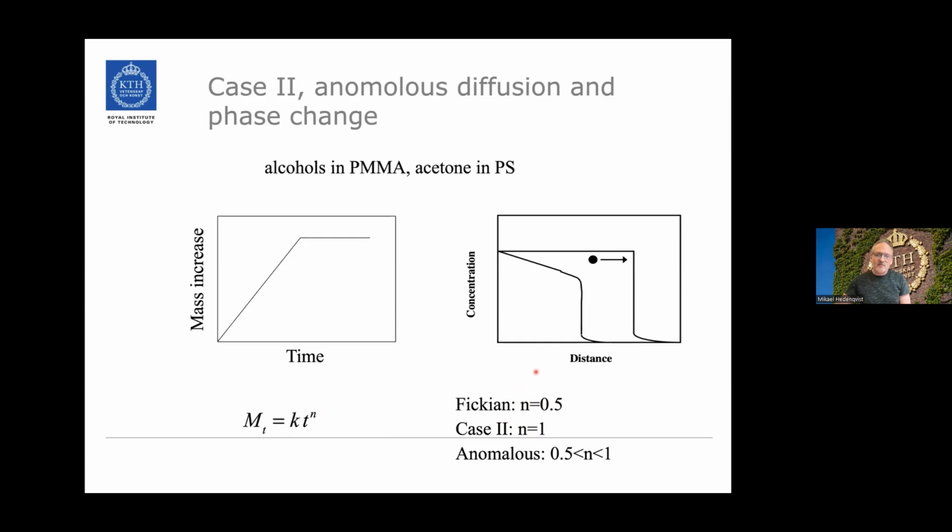And case 2 is when there is most often a phase transition along with the diffusion. So if you are working with alcohols in PMMA or acetone in polystyrene, you will have a front that is moving into the material. And the rate of this movement is determined to a large degree by the rate of the phase transition. You go from a glassy material to a plasticized rubbery material.